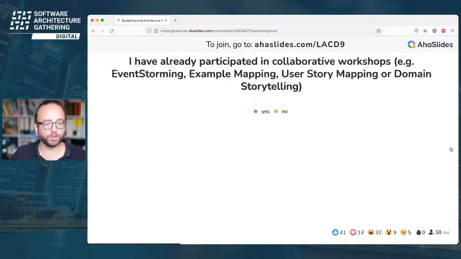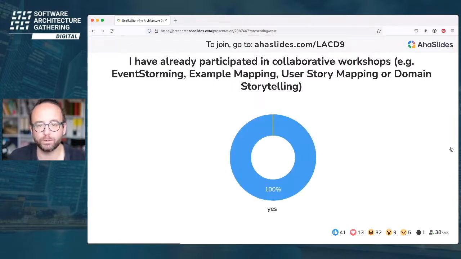And I have a next question for you. Who has ever participated in some of those collaborative modeling workshops like event storming and example mapping, user story mapping, domain storytelling, or something like that?